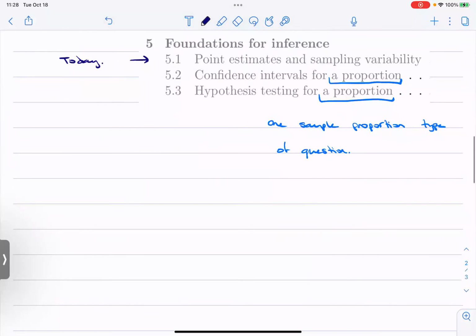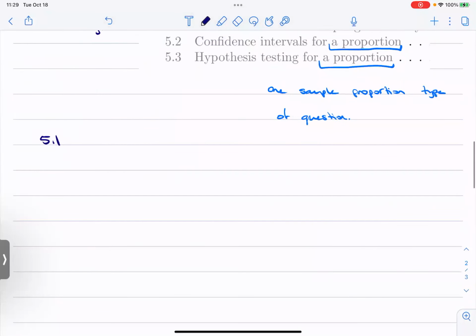5.1. Point estimates and sampling variability.